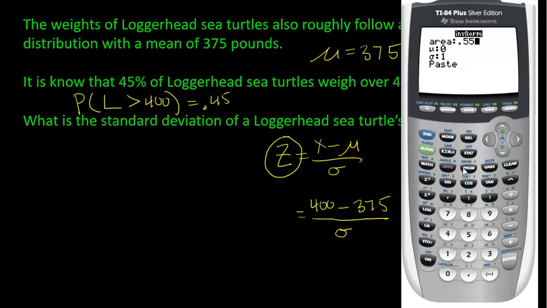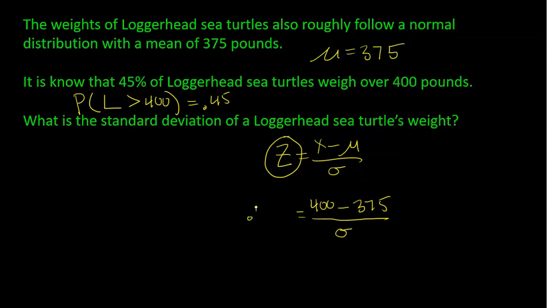So what Invert Norm is going to do is give me the z-score that represents a sea turtle with 45% over top of it or 55% underneath it. And we know that that is a 400-pound turtle. So that z-score is 0.1257. Again, I was given the mean, I was given a 400-pound sea turtle, and then I was given the proportion above that sea turtle. So I was able to use this information with Invert Norm to help me get the z-score I needed. Now I just have to solve.